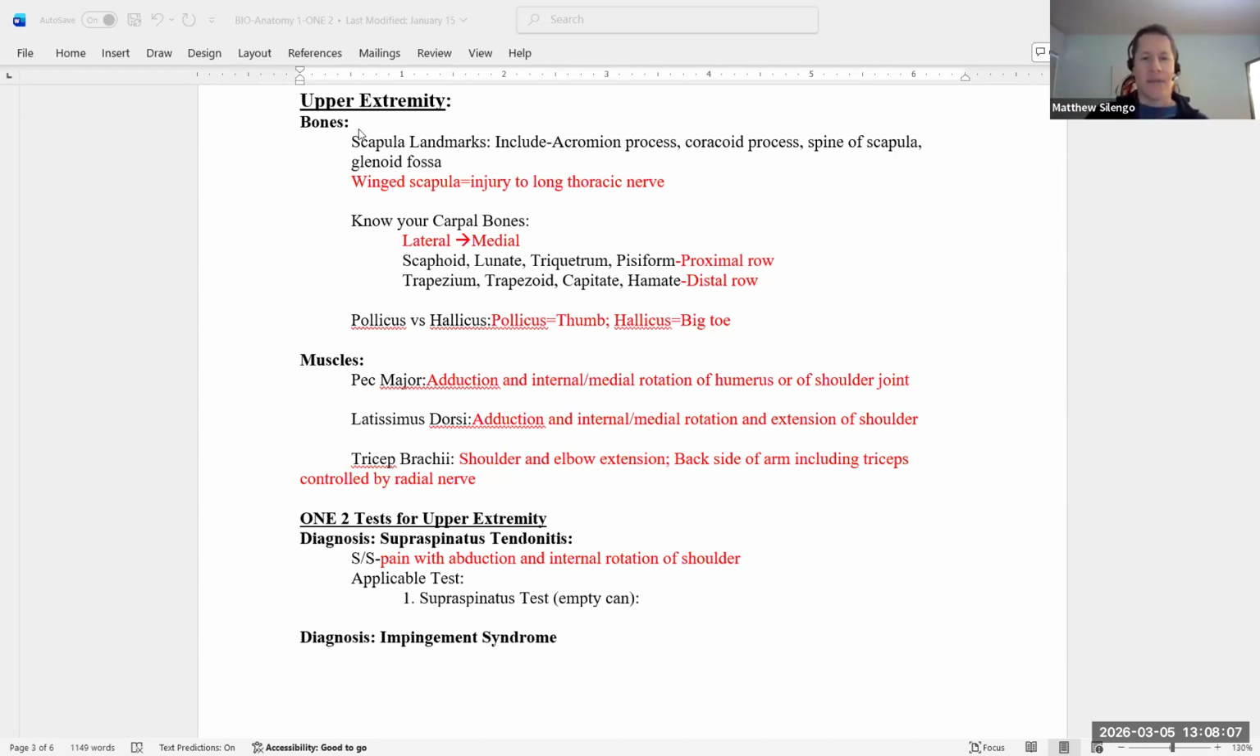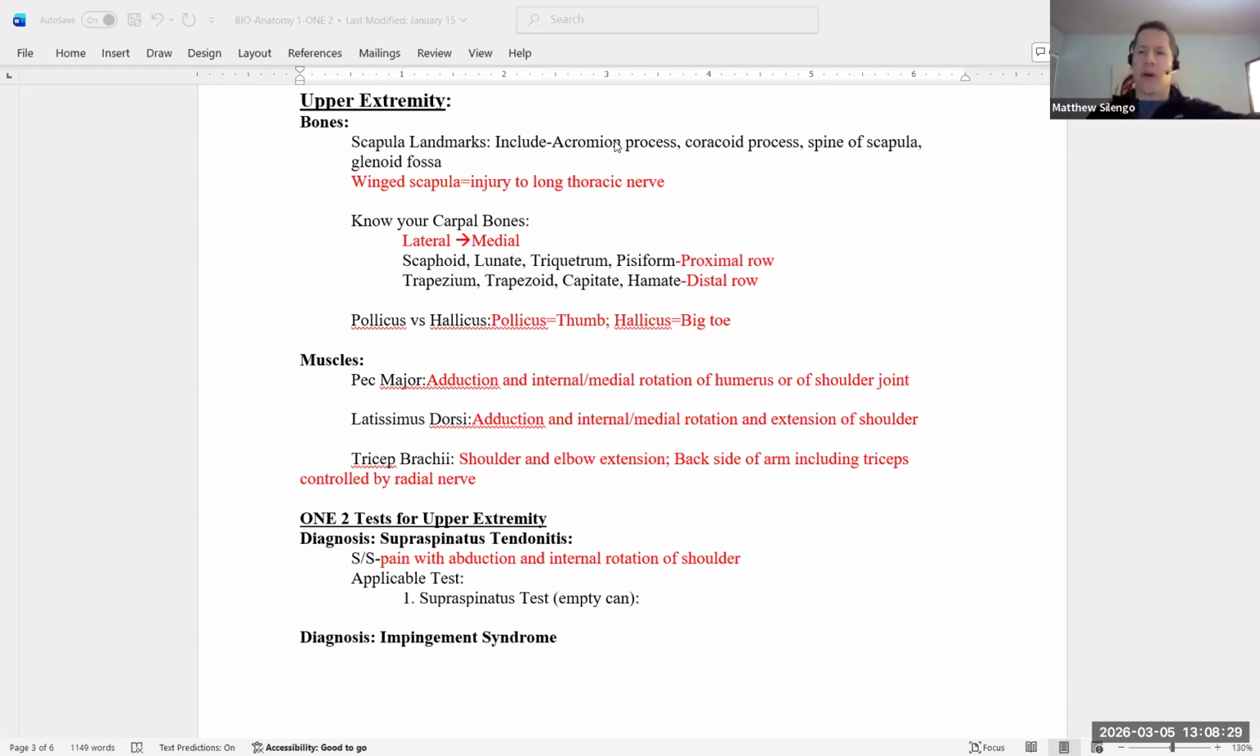You just have to recognize that, for example, the acromion process is not its own bone. It's not its own thing. It's a landmark on the scapula. And you have to know that it's on the scapula, not the clavicle, not the humerus. So you can get asked about things like that, that the acromion process, this area here, is a landmark on the scapula.